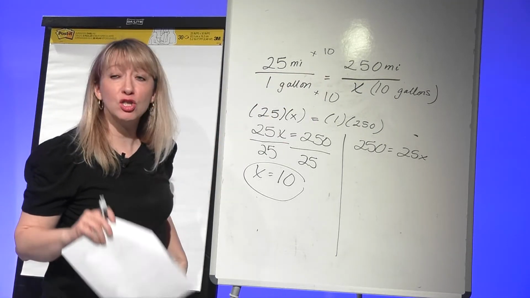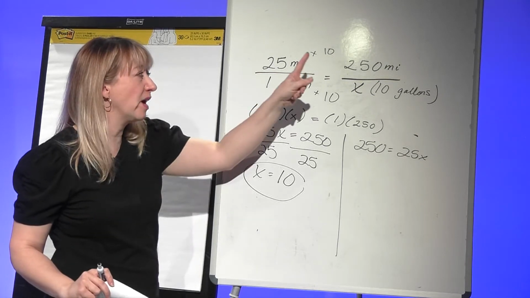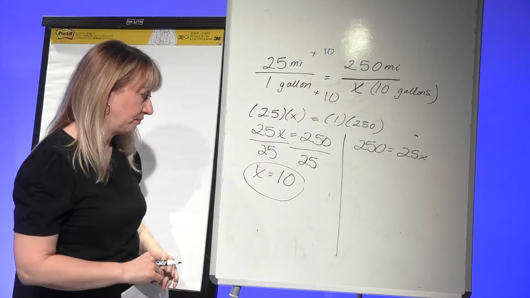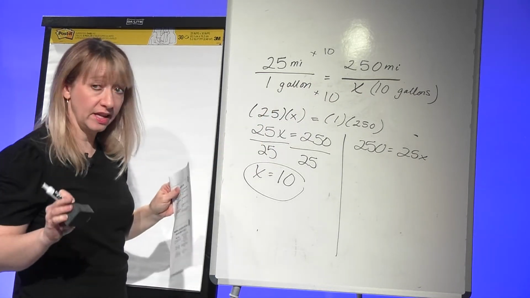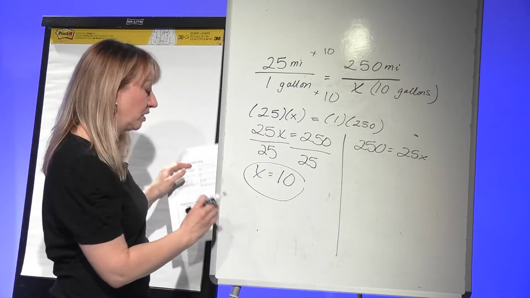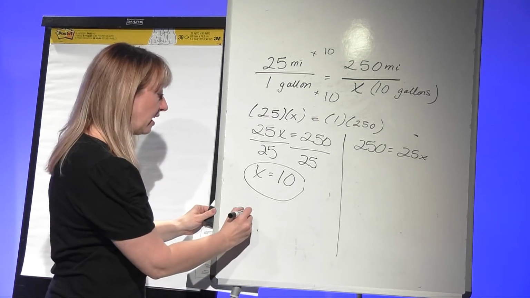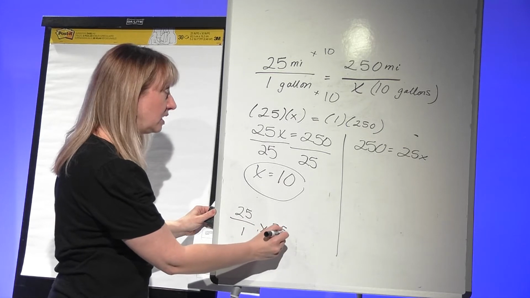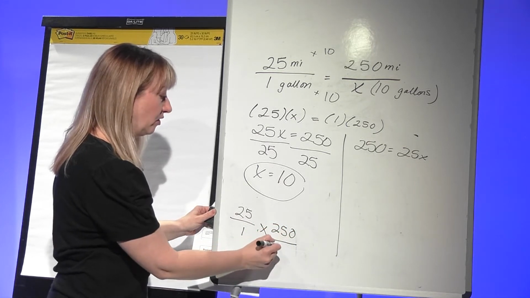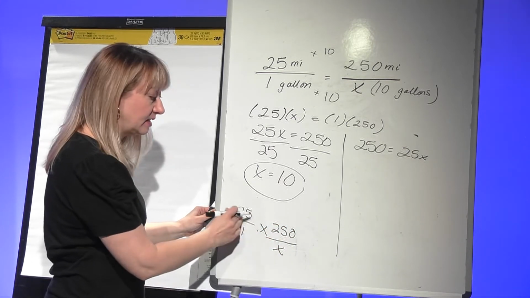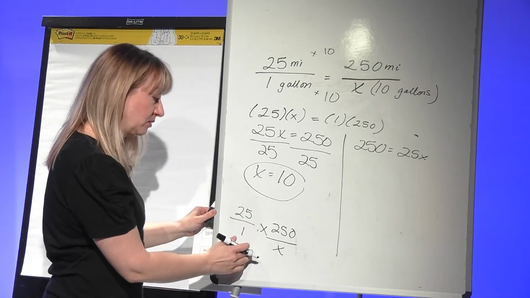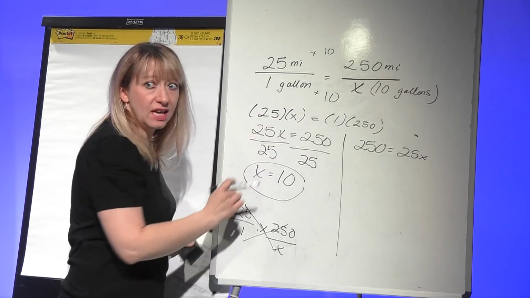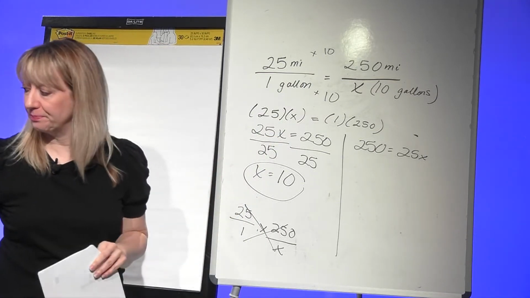You want to keep in mind you only cross-multiply when you have this equal sign. Don't get it mixed up with multiplying fractions. Sometimes people will think that they're the same. They're not. So for example, if you have 25 over 1 times 250 over x, this is not when you want to use cross multiplication. This is totally different. So only when you have that equal sign, that's when you want to cross multiply.